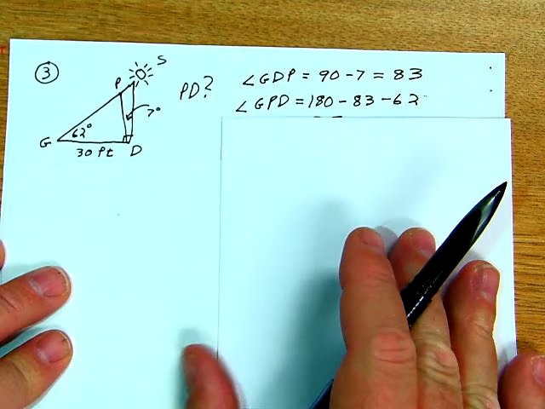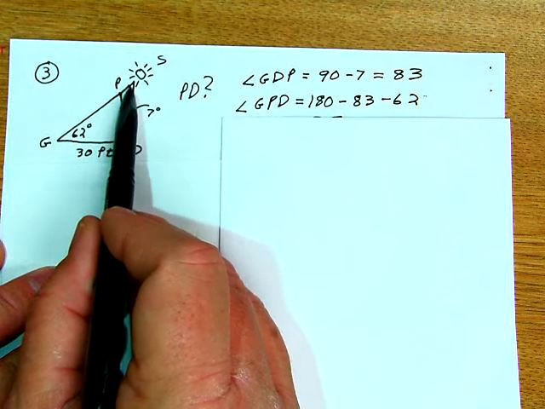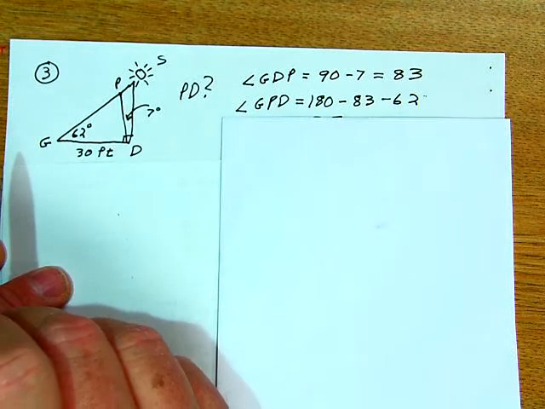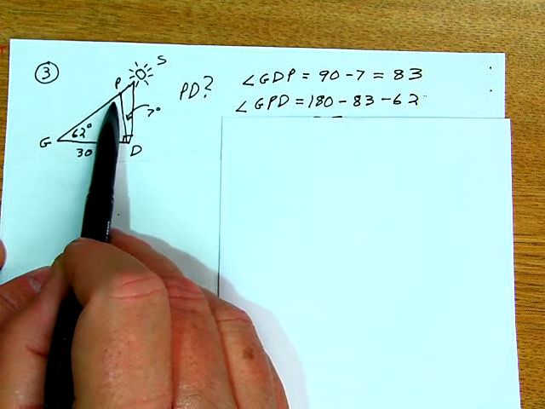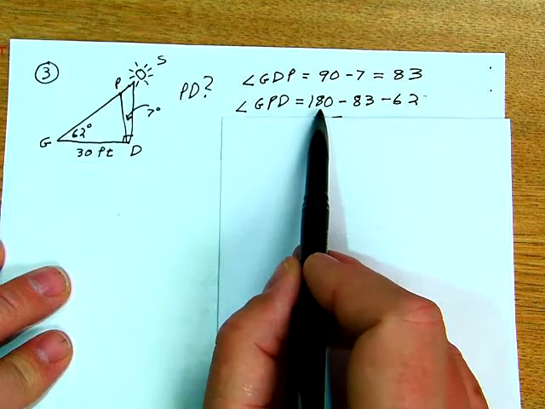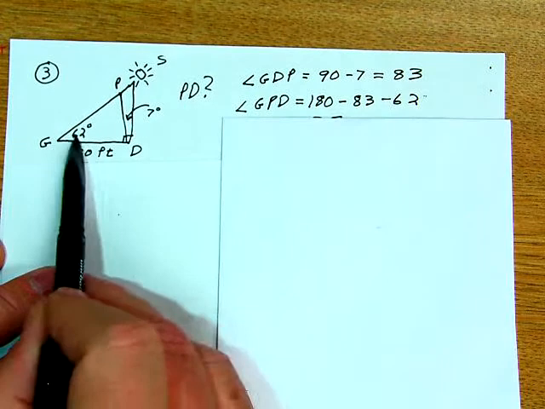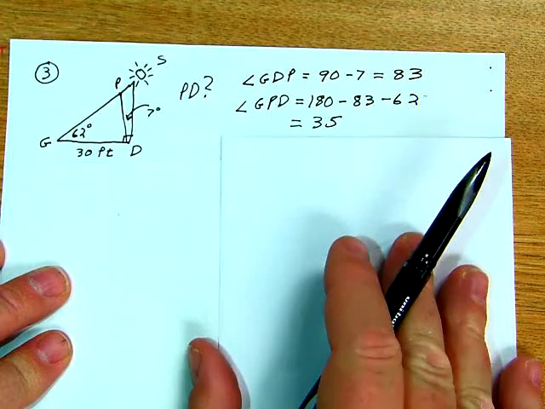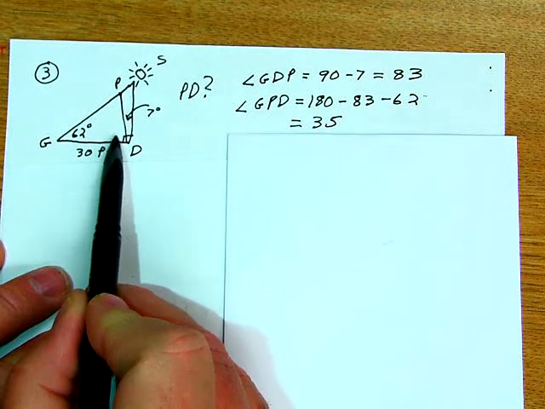What else do we know? We know that angle GPD, the top of the pole, this angle right here, is going to be 180 degrees, because that's what a triangle has, minus the 83 that we just figured out, minus the 62 that was given to us. And we know that that is 35. So now we know that's 35 and that's 83.